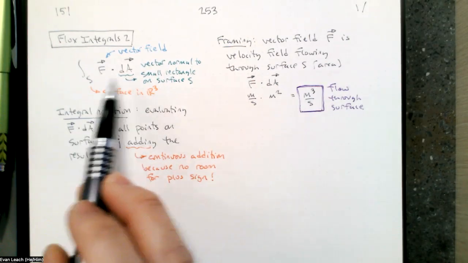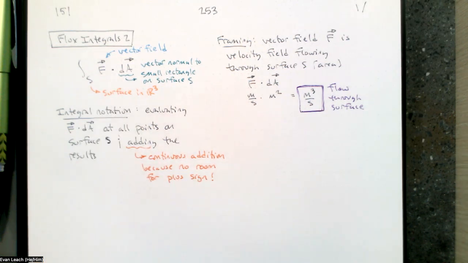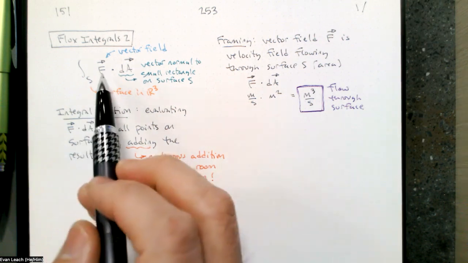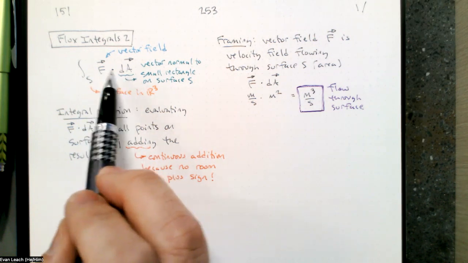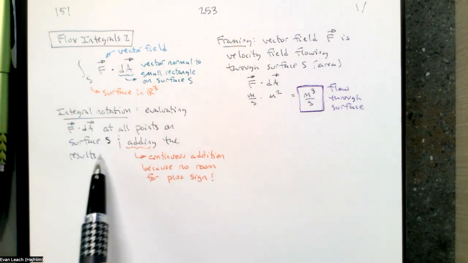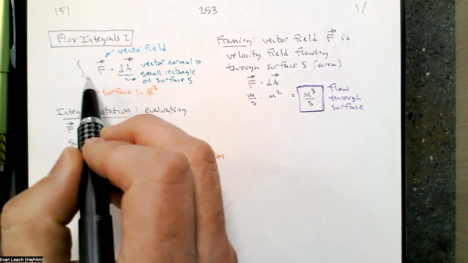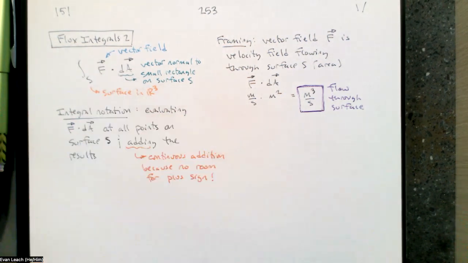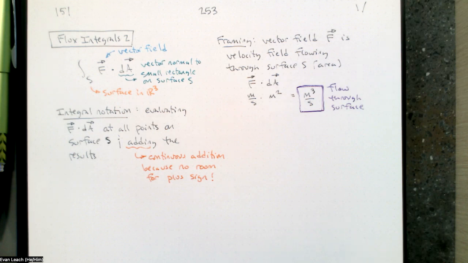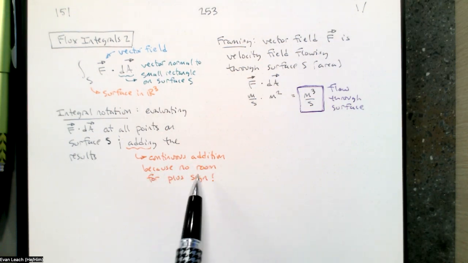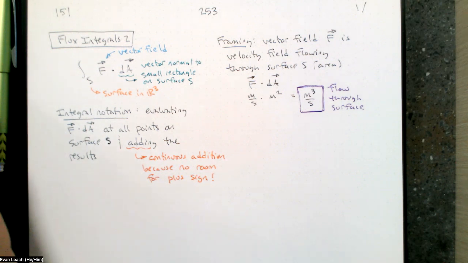In integral notation, what we are saying is evaluate F dot dA. Take this multiplication and evaluate it at all the points on the surface S. At all these points, make this calculation, then add up the results. This is a really weird kind of adding, the kind we learn in calculus, because it is continuous addition. There's no room for a plus sign because we're adding up at all the points on a continuous surface.